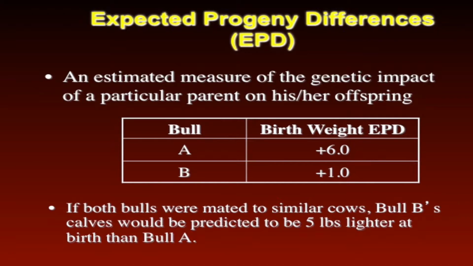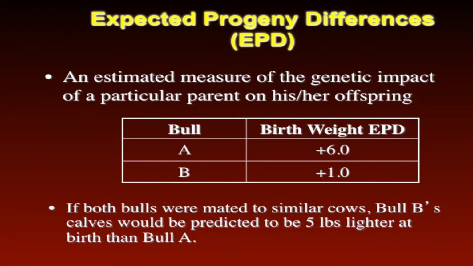As we look at EPDs and figure out how we use them, say we've got two bulls, bull A and bull B. Bull A had a +6 on his birth weight EPD. Bull B had a +1. So if we mate both bulls to similar types of cows, Bull B's calves would be predicted to be 5 pounds lighter at birth than Bull A's. Again, that gives you an example of how we can utilize EPDs.